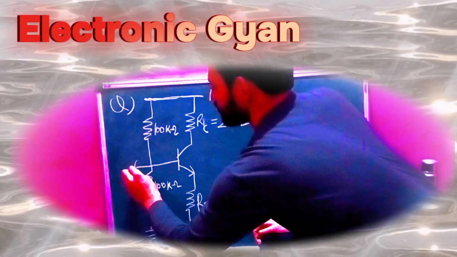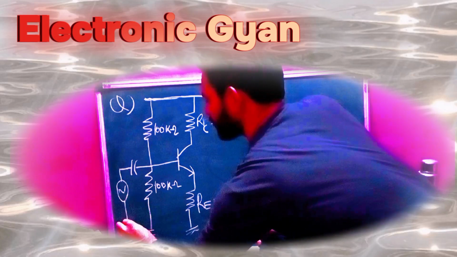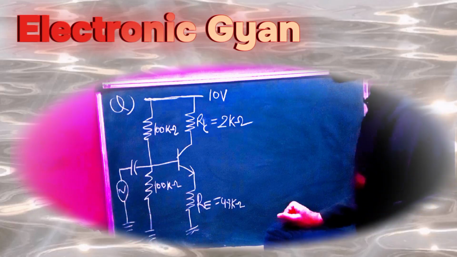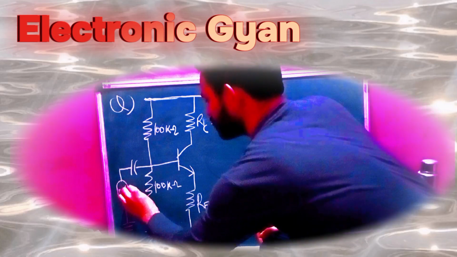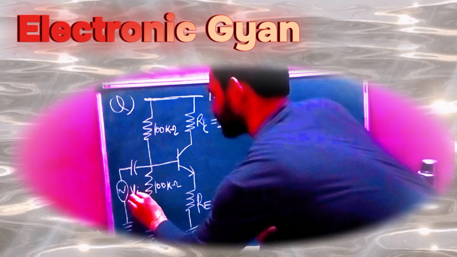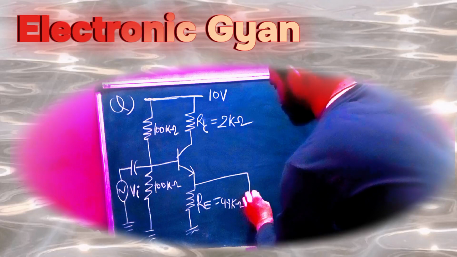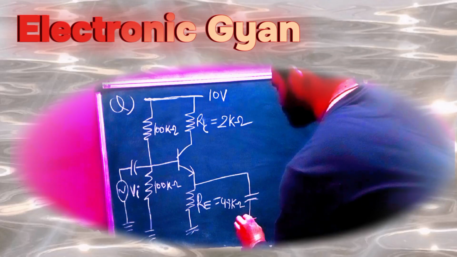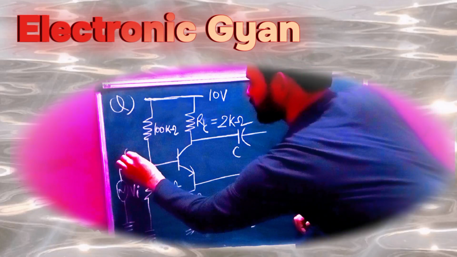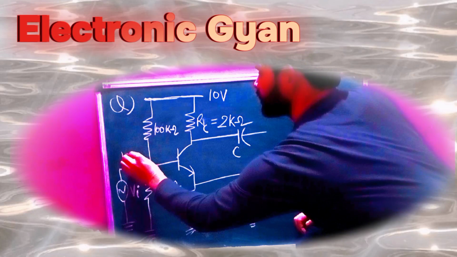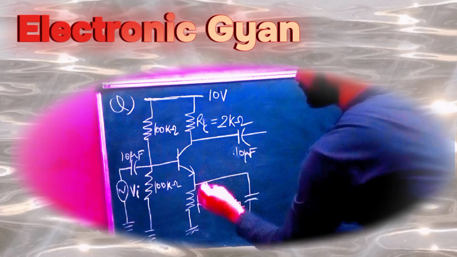This is my coupling capacitor, through which I am connecting a small signal source, that is our perturbation, as the input signal. Yes, this is my small signal input, and here is my bypass capacitance, and here is my output side coupling capacitance. This is my CC1, 10 microfarad, this also 10 microfarad, and this is 5 microfarad.